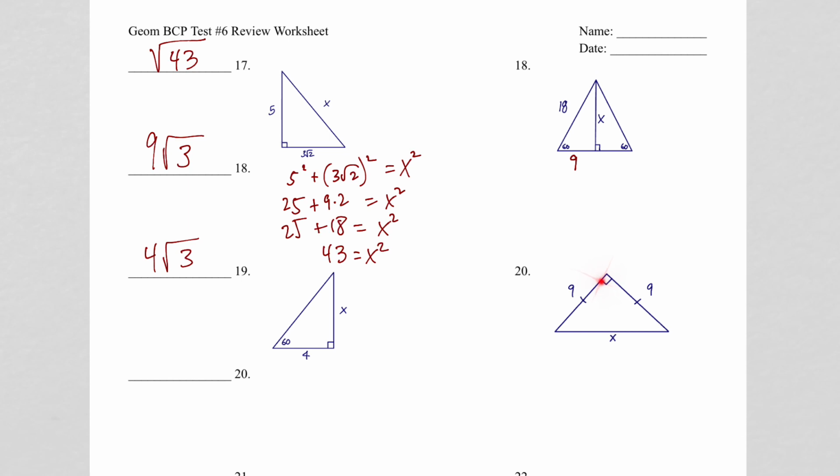Okay, this is a 90-degree angle, and these are the same, so this is a 45, 45, 90. That means the hypotenuse is root 2 times that. So this is simply x is 9 root 2.